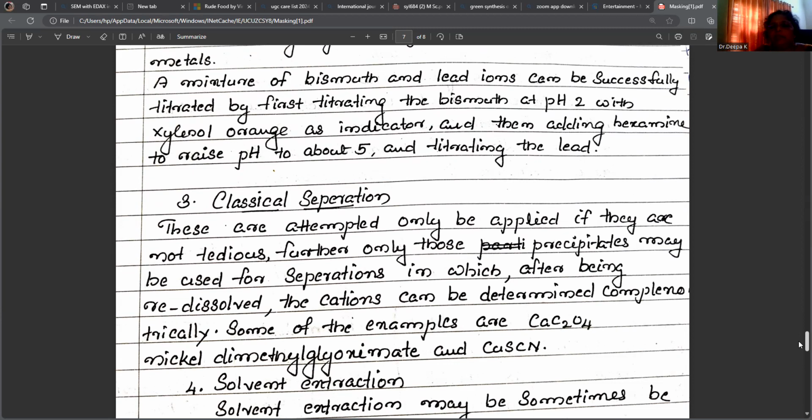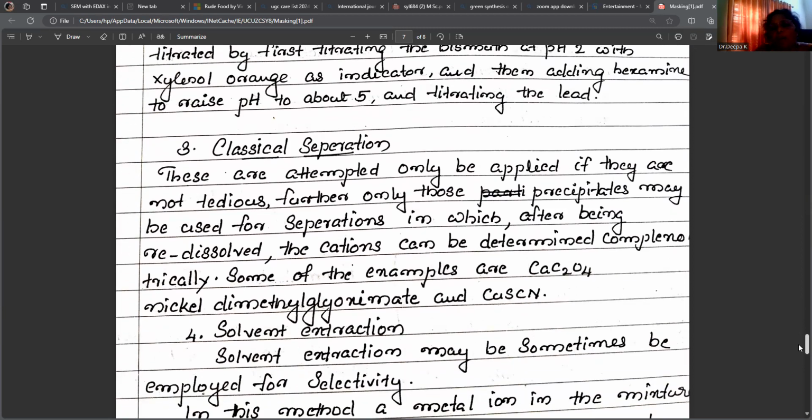These are attempted only if they are not tedious. Further, only those precipitates may be used for separations after which, once redissolved, the cations can be determined complexometrically. For example, calcium oxalate, nickel dimethylglyoximate, copper thiocyanate. All these can be used for this method of forming precipitates.